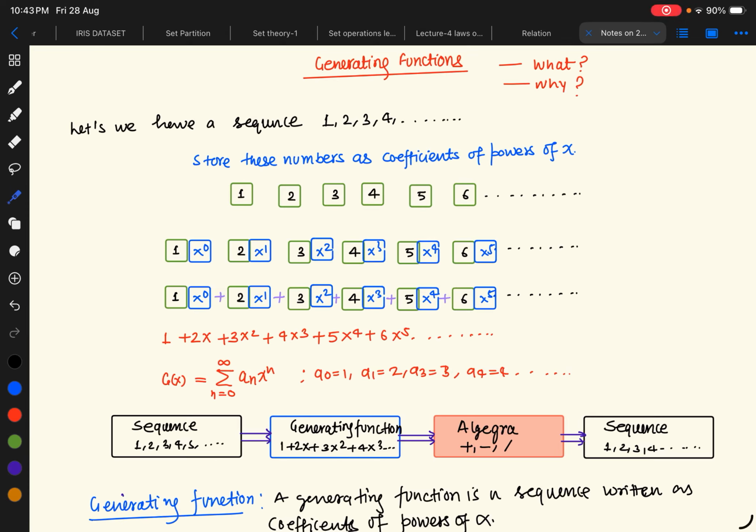In this lecture, I am going to cover generating functions. We'll see what a generating function is and why we use generating functions.